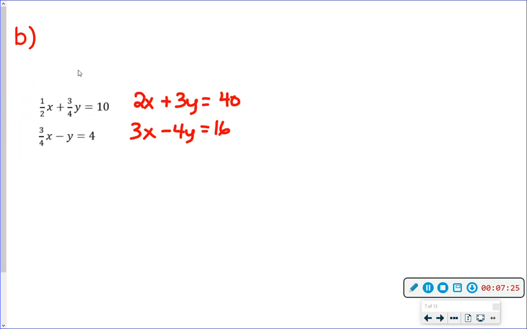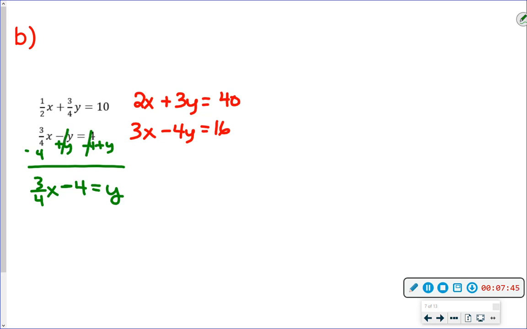I'm zeroed into this bottom equation because I was like, ooh, I could easily solve this for y. I'm going to add y over and subtract 4. So I'm going to rewrite this as 3/4 x, and then I'm going to have minus 4 equals y.